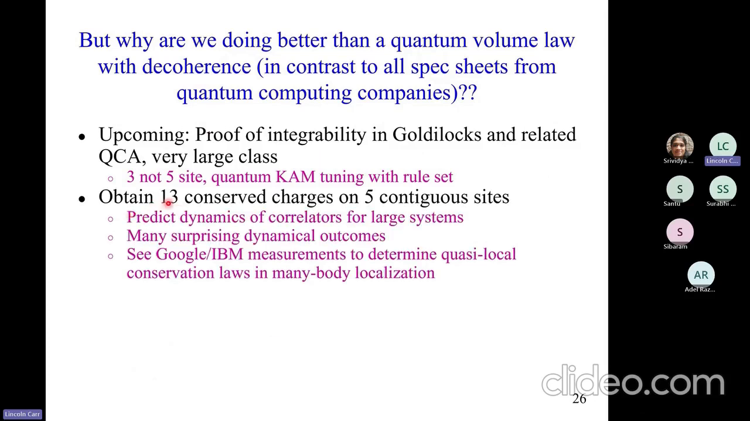Another reason is that there are many predictable conserved charges. We can obtain 13 conserved charges on 5 contiguous sites. This allows us to predict the dynamics of correlators for large systems, to relate the free fermion dynamics back to what you actually measure with the correlator. There are many surprising dynamical outcomes. And if you want to see methods like this, you can look at the recent Google and IBM measurements to determine the possible conservation.